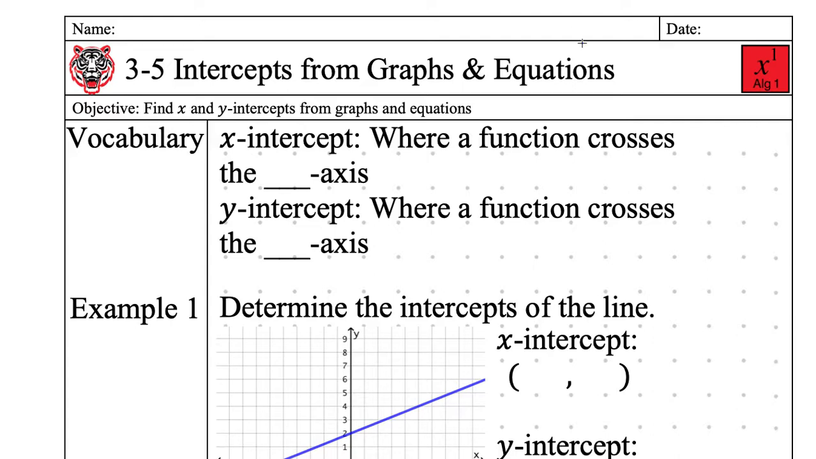Alright, so we are in Algebra 1. Today's date is Monday, October 14th, 2019. We're talking about intercepts from both graphs and equations. Tomorrow will be intercepts from a table. Who can read our objective today?